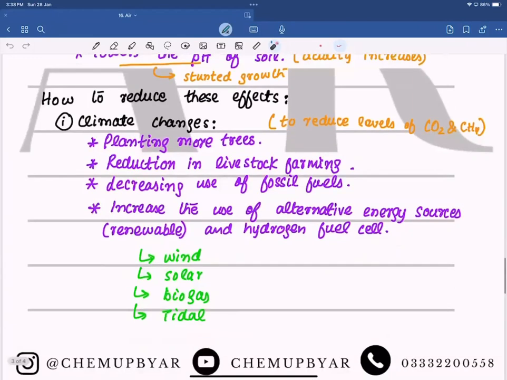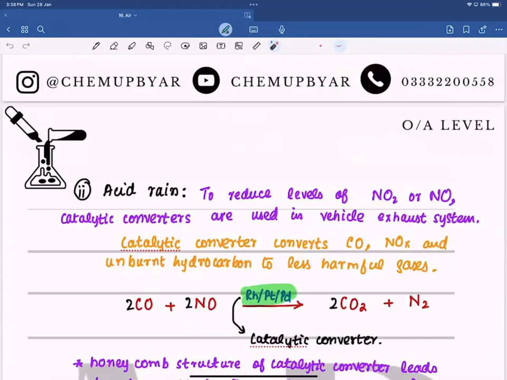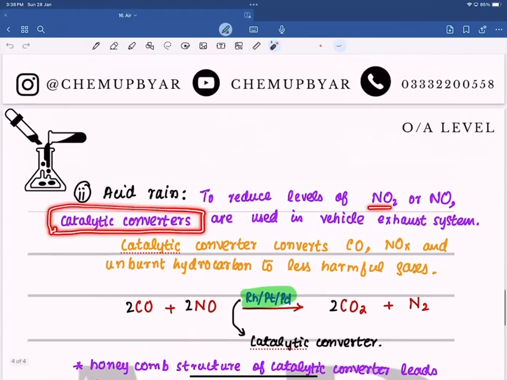Okay. Now, how will we control acid rain? We have to reduce the level of nitrogen oxides and nitrogen monoxide, because they are always formed in the car engine. So now what happens? What we did, we put the catalytic converter in the exhaust of the cars. So it doesn't allow nitrogen oxides to be released into the atmosphere.